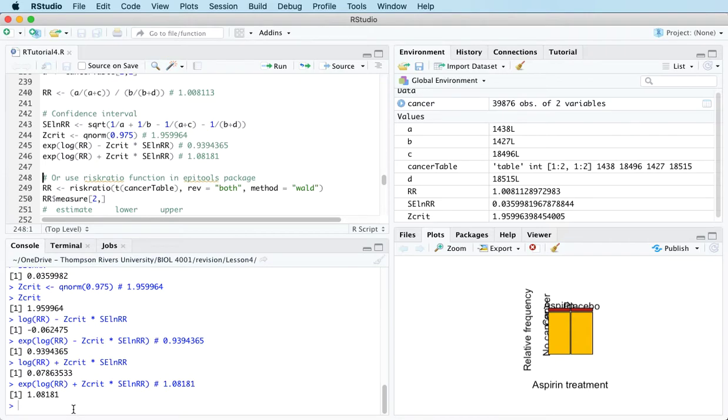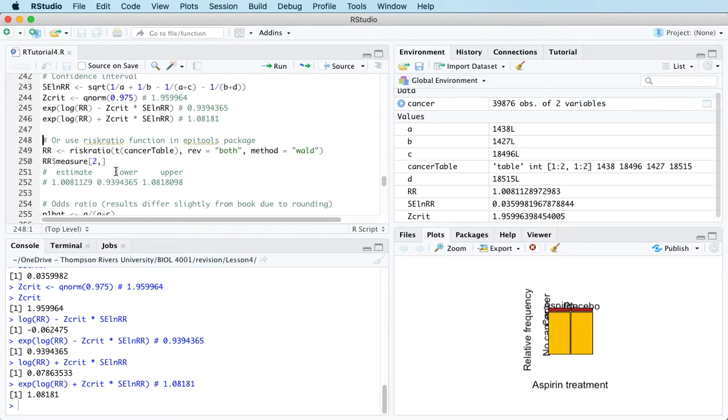Okay, so what that tells us is that this experiment cannot rule out the possibility that the relative risk of developing cancer for aspirin users relative to people not using aspirin is equal to 1. In other words, no effect. So that's how to calculate this confidence interval by hand.